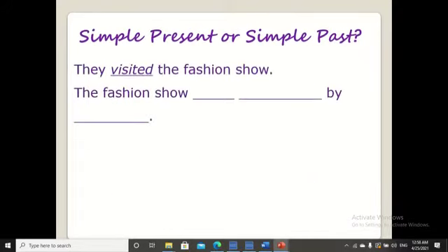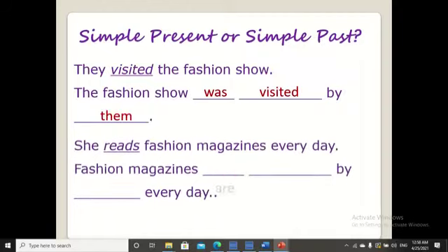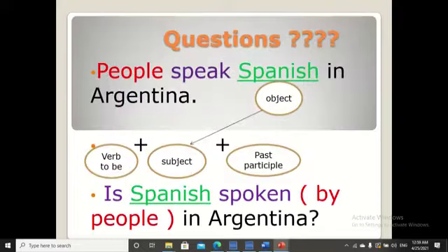They visited the fashion show. Of course, he is in the past. We said that we will complete with this next time. Now we are talking about the present. She reads fashion magazines every day. Fashion magazines, which is the object, are read by her every day. Of course, we should have all of these three elements, subject, verb, object, or we can't have a passive sentence.